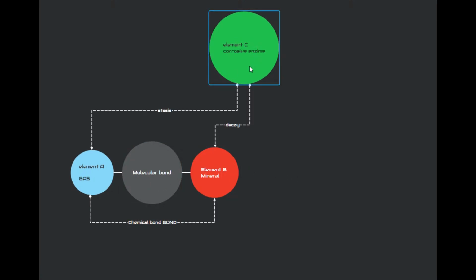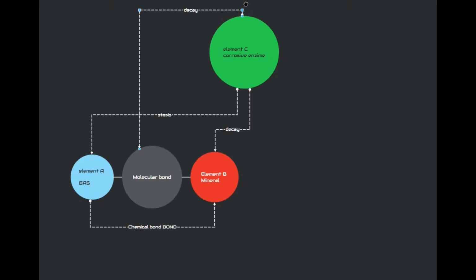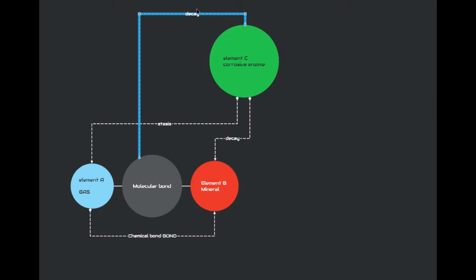Corrosive enzyme. Stasis to this. It decays this, dissolves this. Okay, so let me just put that in the relationship: dissolve. All right, so I'm looking here at what behavior I want to do, which is I'll have decay on the molecular bond as well.